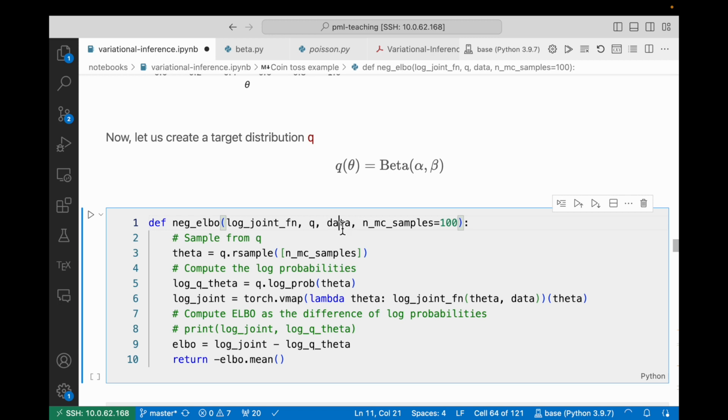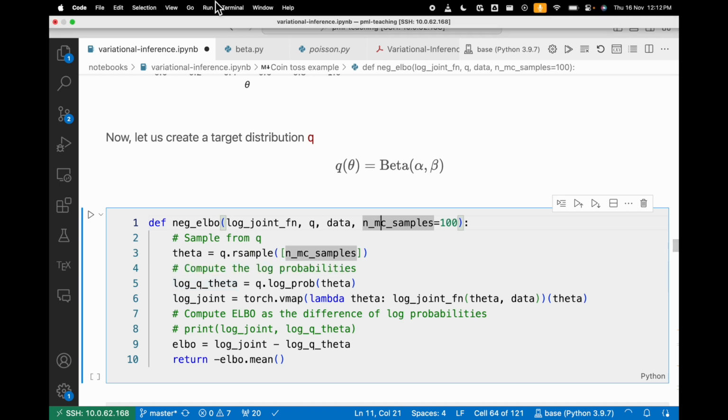We have to give some data and the number of Monte Carlo samples. Again, it's an expectation computed over Q. The distribution with respect to which we are computing the expectation is Q. Therefore, you draw a sample from Q. I am directly calling the rsample method. Here it exists because it's a beta distribution, and we've seen that the reparameterization exists. Then I'm computing log Q theta.